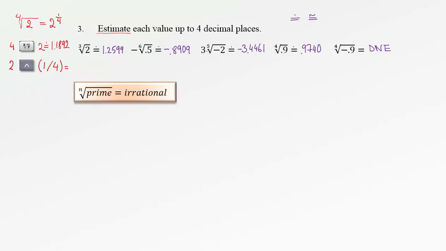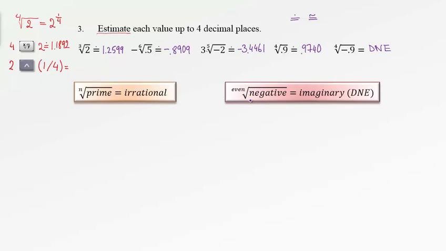Okay, we can make some observations on the basis of those examples. For example, the nth degree root of a prime number, like the third degree root of 2, is irrational. It has infinitely many digits, that's why we rounded it. We estimate to 4 places only. And also, an even degree root of a negative number, like in this case, doesn't exist. It is imaginary. It's not a real number.